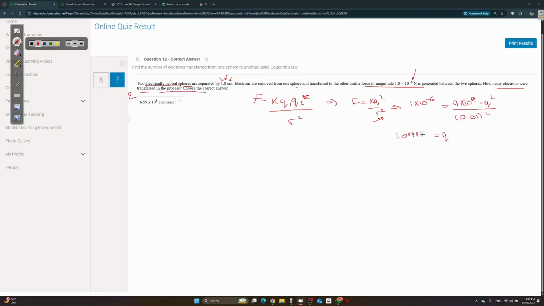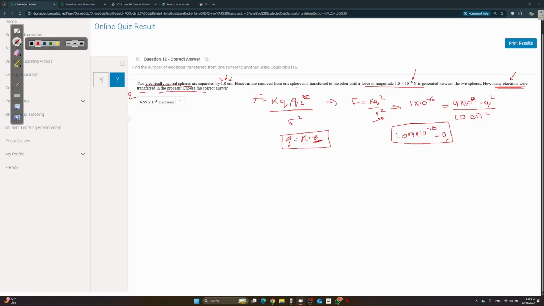Now, solving this on your calculator, you're going to get Q is equal to 1.054 times 10 to the negative 10. This is what you get Q as. Now, what do they want? They want the charge or they want the electrons? The electrons. And charge is equal to the number of electrons times E. Remember this?